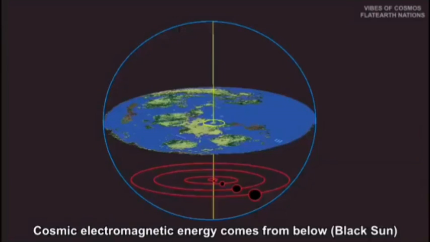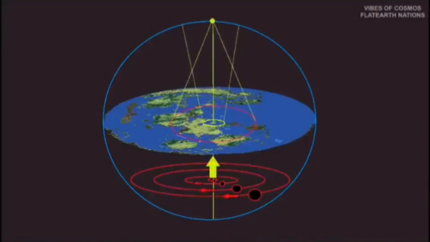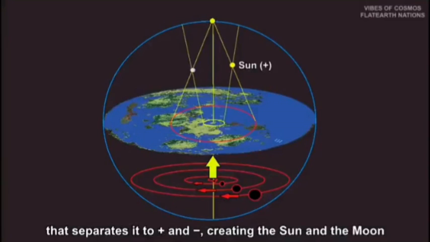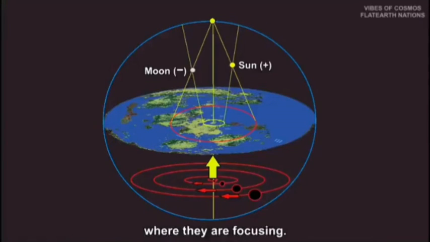Cosmic electromagnetic energy comes from below, black sun, and hits the inner side of our toroidal field. There is a prismatic refraction of this cosmic energy there that separates it to plus and minus, creating the sun and the moon as two moving spots with shape-like lenses below, where they are focusing.